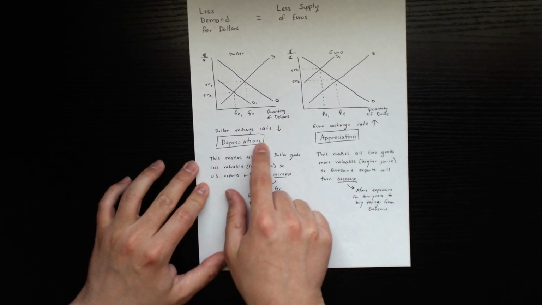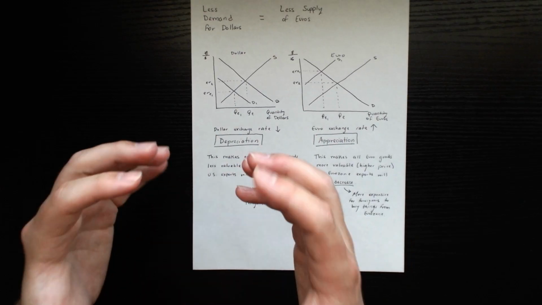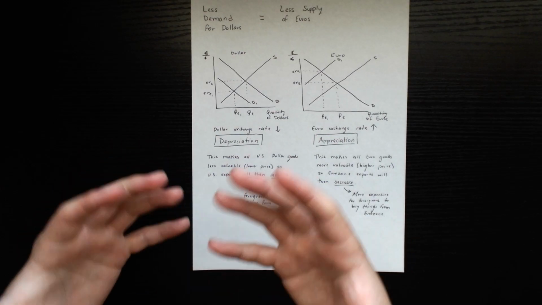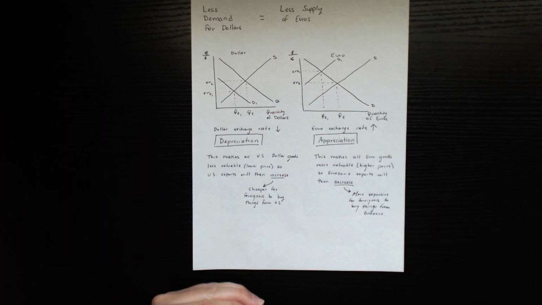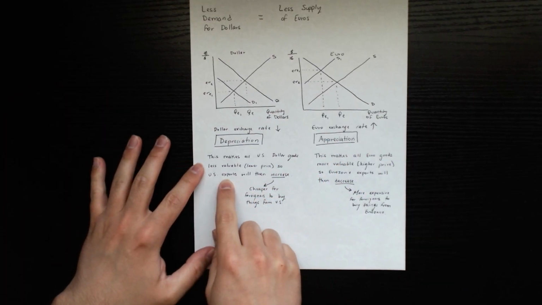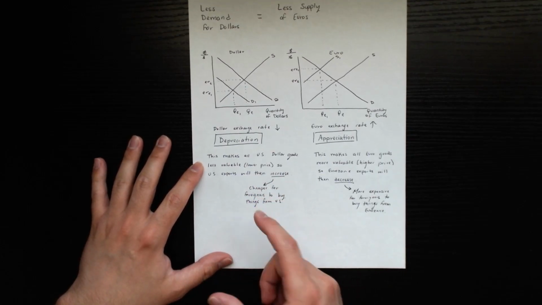And remember, a depreciation of a currency is going to make all US dollar goods less valuable, have lower prices. And since prices are now lower in the US, other countries, foreigners, want to buy these things at lower prices from the US. So US exports will then increase because it's cheaper for foreigners to buy things from the US.